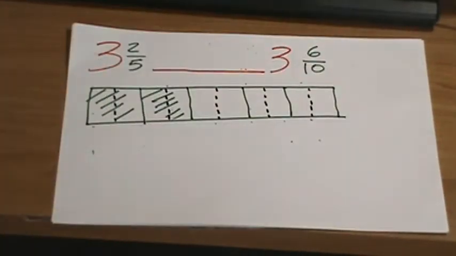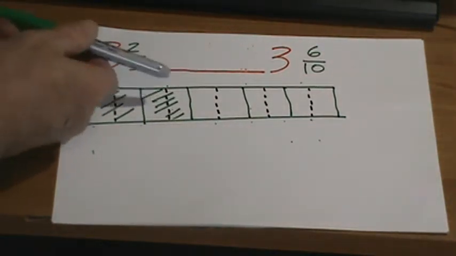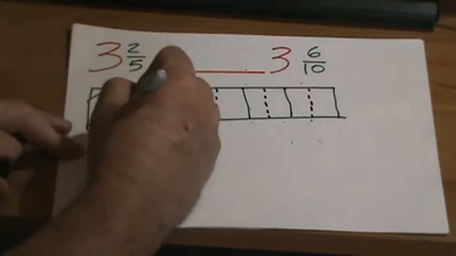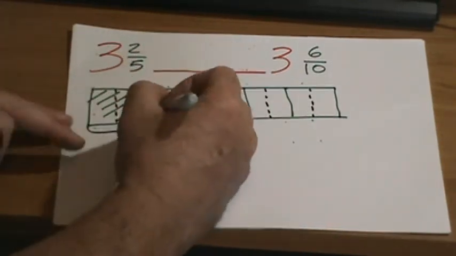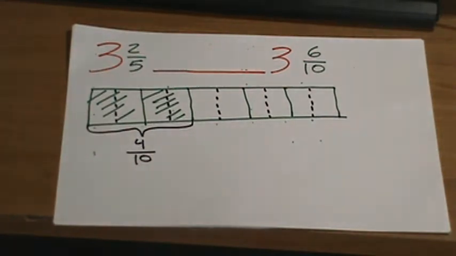So now how many tenths is 2/5? 1, 2, 3, 4. It's 4/10, right? This now equals, it was 2/5, and now it's 4/10, but they're equivalent. Do you see how they're equivalent? All I did was cut the units, made more units.